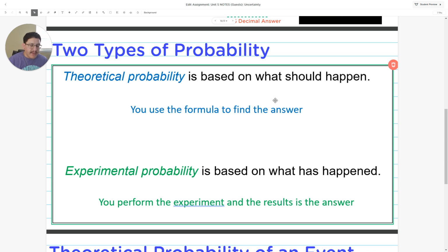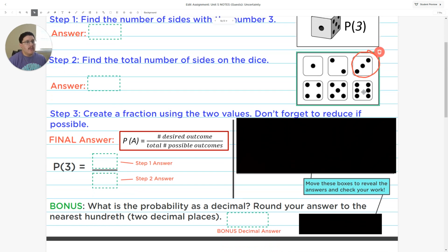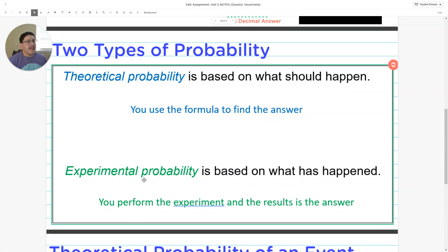not everything happens as it should. Sometimes when you're flipping a coin, it doesn't always land on heads. It sometimes lands on tails. Sometimes when you're rolling a die for the number 3, you're never going to get the number 3, and you'll get everything else except the number 3. And so that's what's called the experimental probability, which is based on what has happened, on what actually happens.